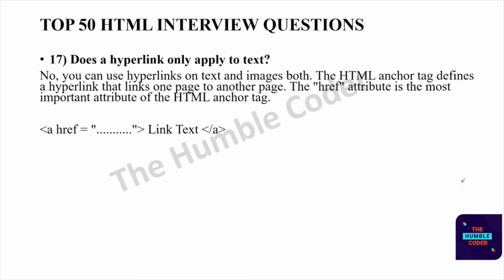Does a hyperlink only apply to text? No, you can apply hyperlinks to both text and images. So if you want, you can apply it to the text as well as to the image. The HTML anchor tag defines a hyperlink that links one page to another page. The href attribute is the most important attribute of the HTML anchor tag. So the tag name is a, which means anchor, and the attribute used for it is href, which will take you to another page, that is the link you have to mention there, and in between you have to mention your link text. Let's move ahead with our next question now.